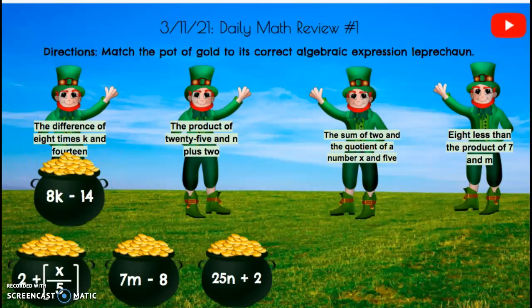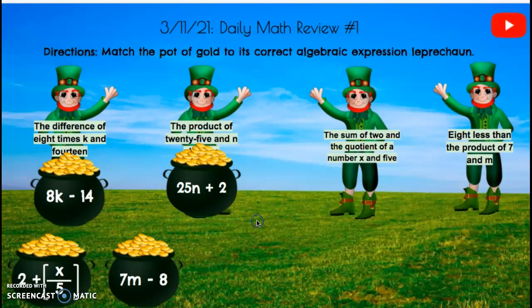Perfect. All right, the product of 25 and n plus 2. So product, meaning multiplication. So the product of 25 and n, then adding 2, then plus 2. So the product of 25 and n, so multiplying 25 and n right there. And n plus, then plus 2. So there's that 2. We are going to drag this pot of gold right there.